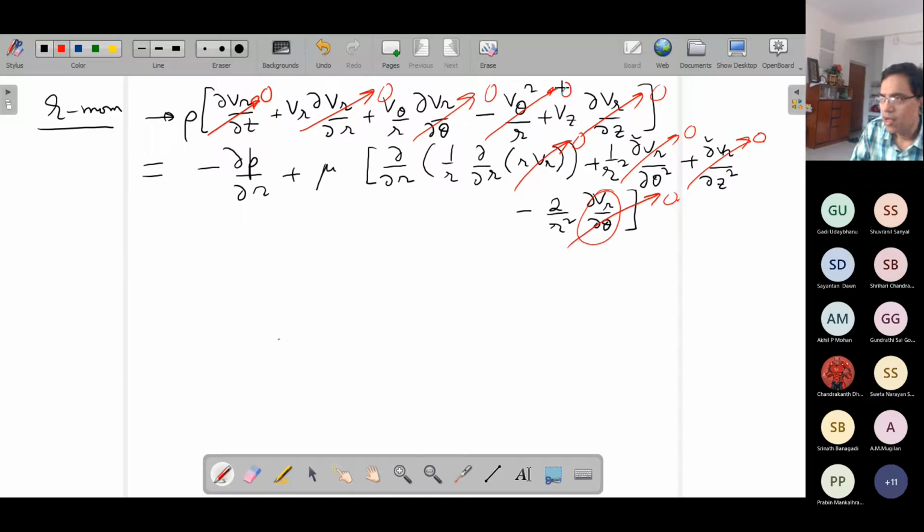So in a way, it will simply lead to this partial derivative of P with respect to R equal to 0. That means P is not a function of R.